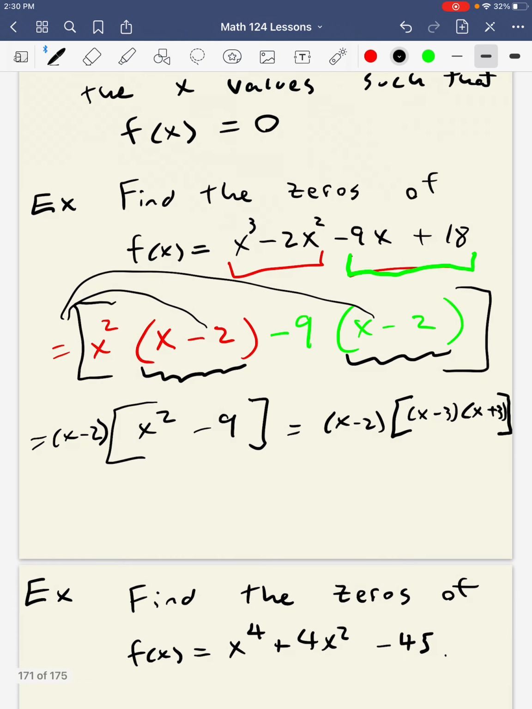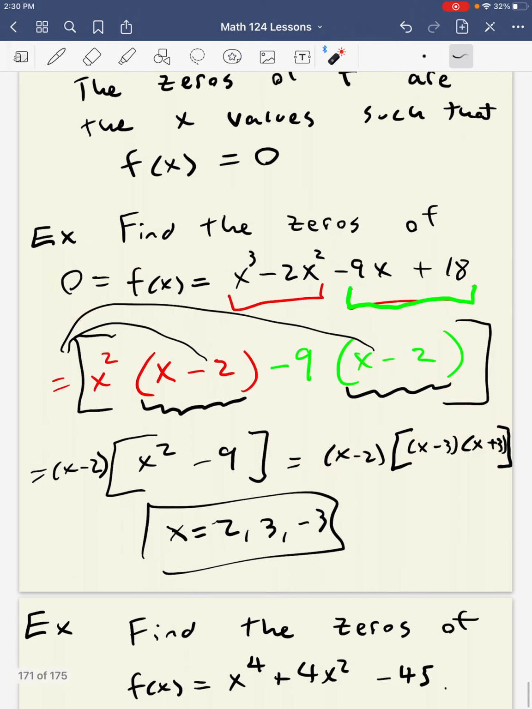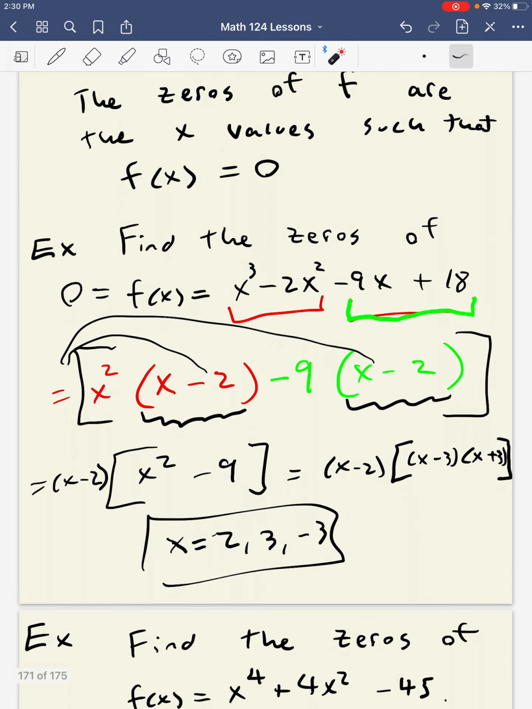If we want to find the zeros of this, we set everything to 0 and solve for x. So the zeros would be 2, 3, or negative 3. That is to say, if I plug in a 2, a 3, or a negative 3, this whole thing will equal 0. If we want to find the zeros, we set everything to 0. This is called factoring by grouping.